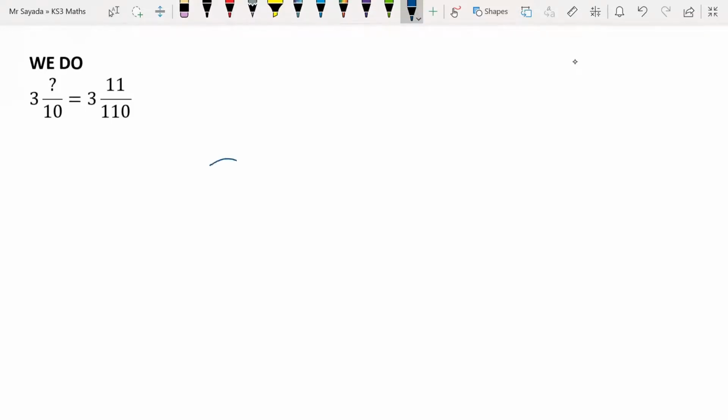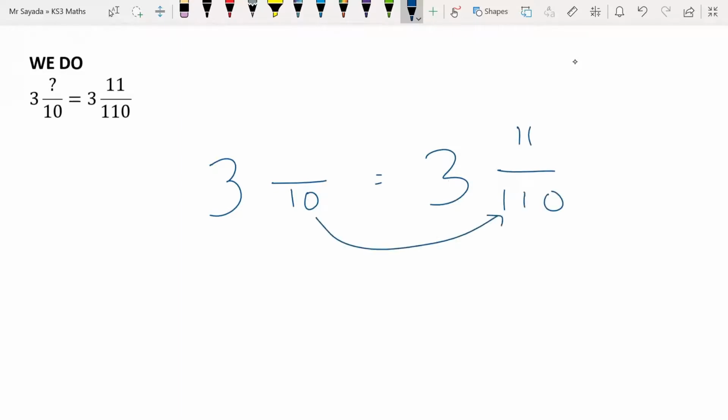So the idea is that the whole number 3 doesn't matter because both have the same whole number. So they're both 3 and something. So all we need to do is find out what did the 10 multiply by to make 110. Say your answer to the video. The 10 has been multiplied by 11. So this number up here must also have been multiplied by 11 to make 11.